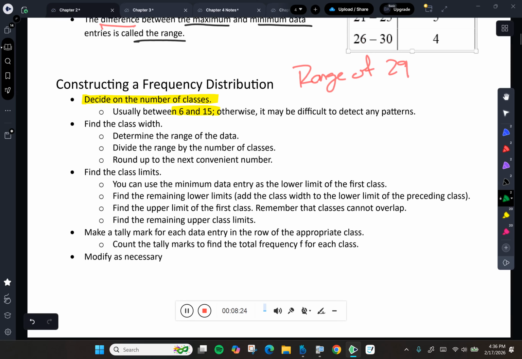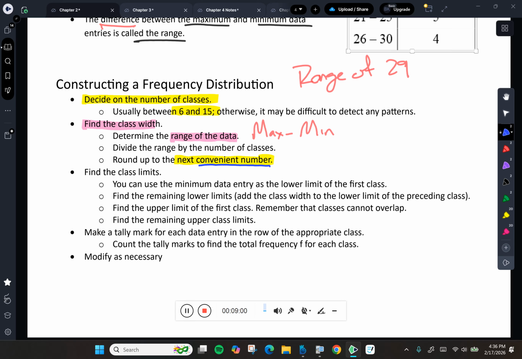The next step is to figure out what the class width is. And the way we do that is we determine the range of the data. And remember, the range of the data is max minus min. And then we'll divide that by the number of classes. And then we will round up to the next convenient number. Now, what on earth does convenient number mean? Well, it depends on your data. You're going to round in a way that makes sense with your data.